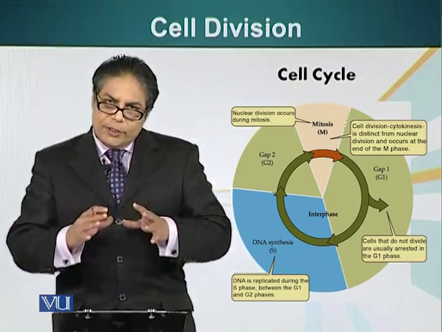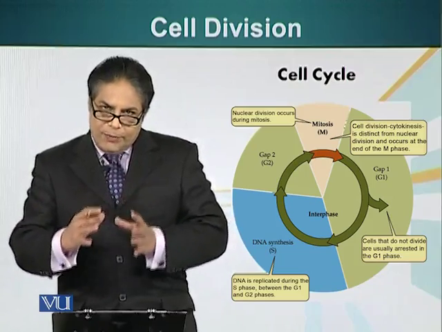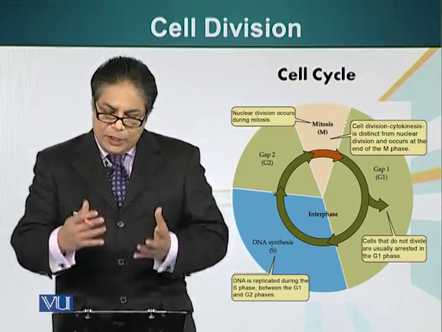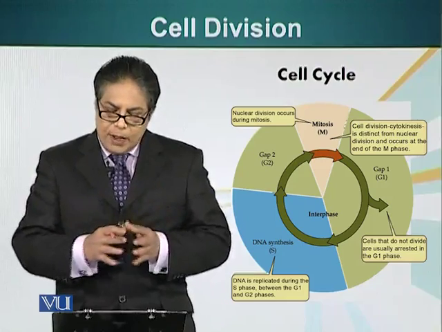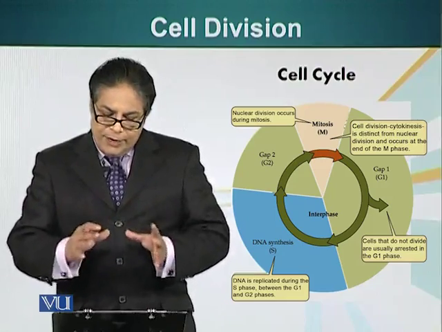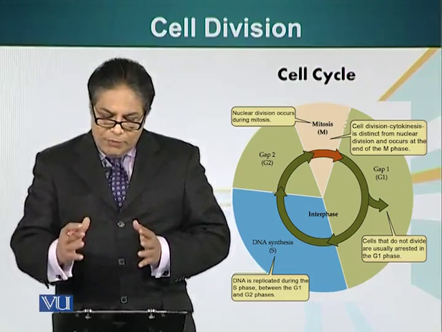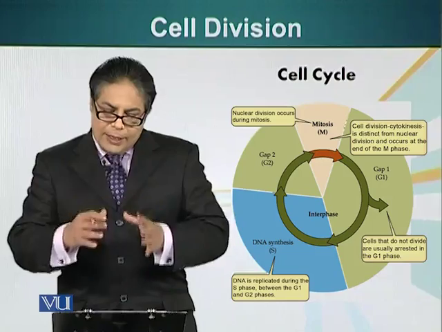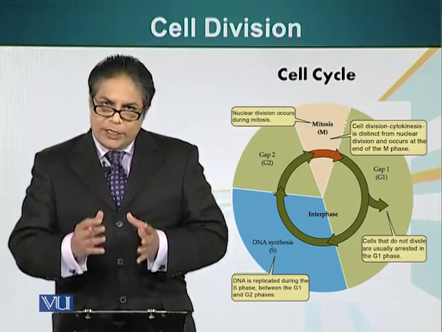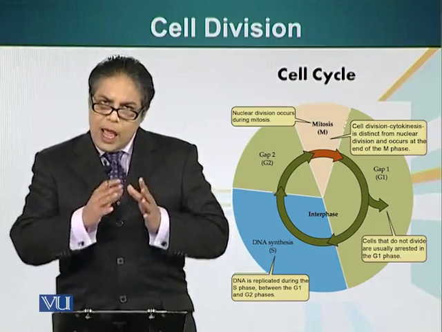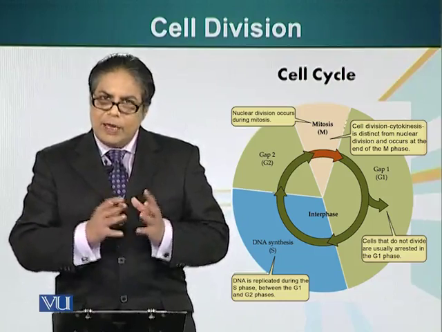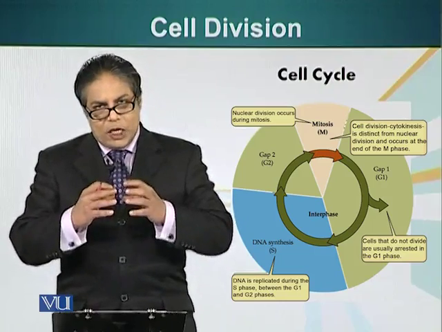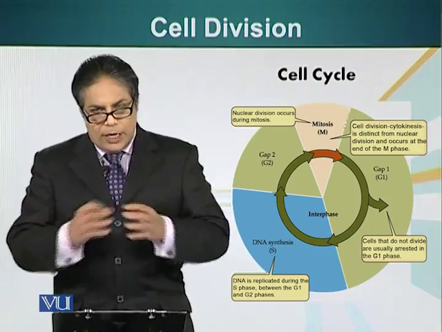In higher organisms, the cell cycle is divided into interphase and mitosis, or M phase. The interphase has three different subphases: G1, S, and G2. And the M phase, or the mitosis phase, also has two components: the mitosis itself and the cytokinesis, in which a cell splits into two parts, into two daughter cells.